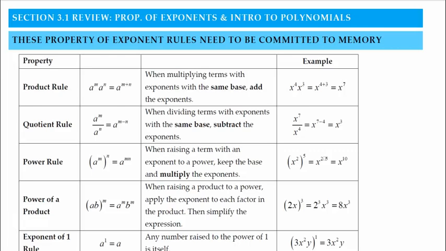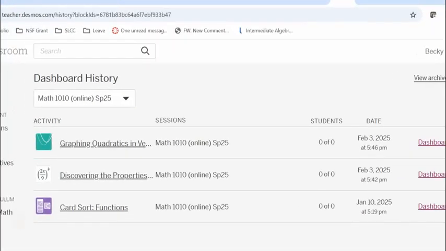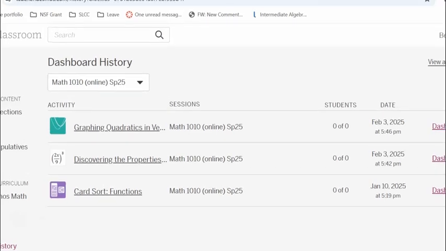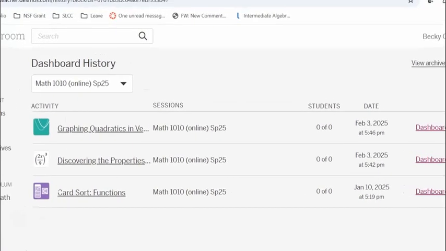Let's see here. Okay, so I'm going to give you a little code here so you can do some of these activities and stuff.